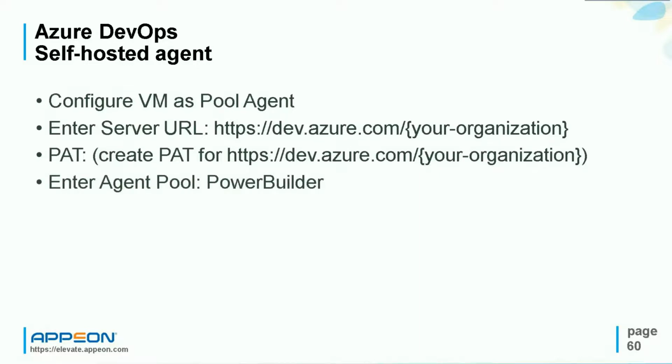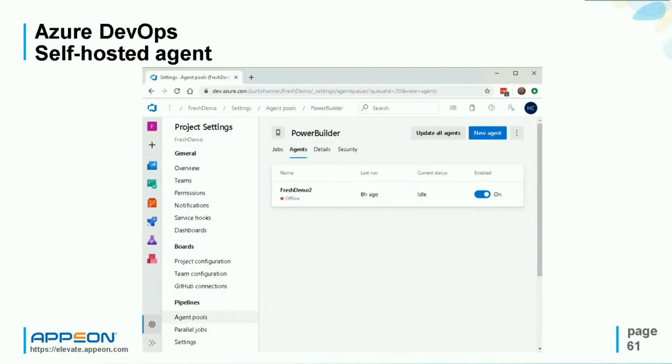This is basically just a password, a long string that looks like a hash. I don't know exactly what it is. And then you enter the agent pool name, which is PowerBuilder. Then you give your agent a name, and voila, now I have an agent. In this case, my agent is called Fresh Demo 2. Probably should have given it a different name, like Build Agent 2 or whatever. But anyway, that's my build agent, Fresh Demo 2.